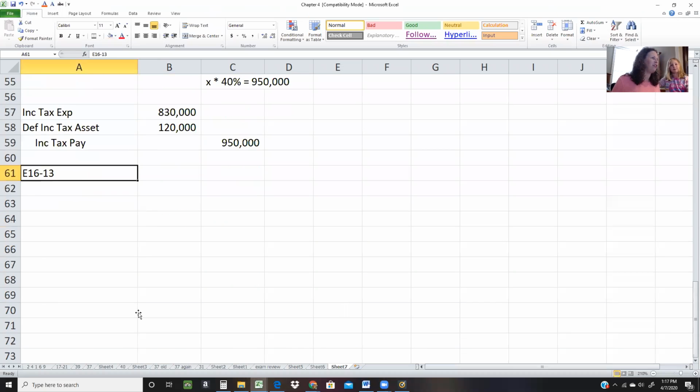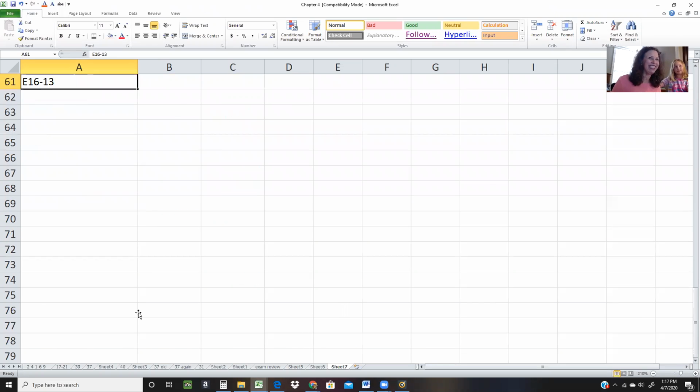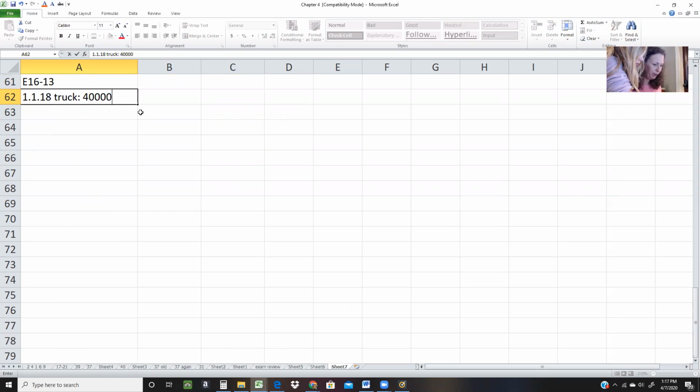Let's share my screen, and we're going to do exercise 16-13. It says we began operations in January of 2018, and we bought a truck, and the cost of the truck is $40,000. We're going to use straight line depreciation for 4 years. So that means for book purposes, my depreciation would be $10,000 per year.